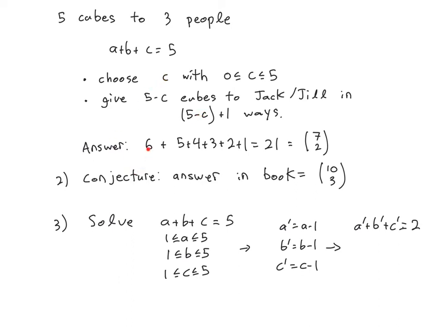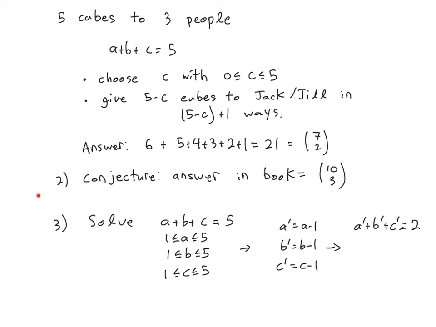If we give Pat no cubes, there are 6 ways to distribute the cubes to Jack and Jill. If we give Pat 1 cube, there are 5 ways to distribute what's left over. If we give Pat 2 cubes, there are 4 ways to distribute the remaining cubes, and so on and so forth. We see this summation of the first 6 integers, which is 21. If you pay attention to the slides so far, these look like triangular numbers. These are binomial coefficients.